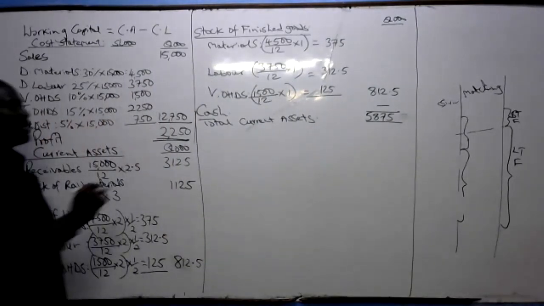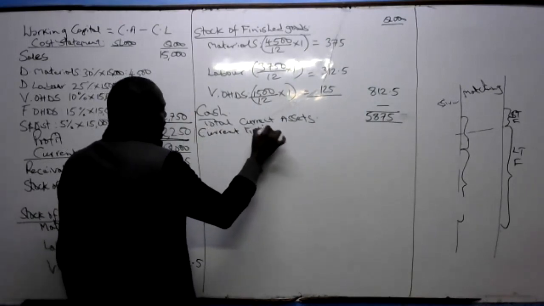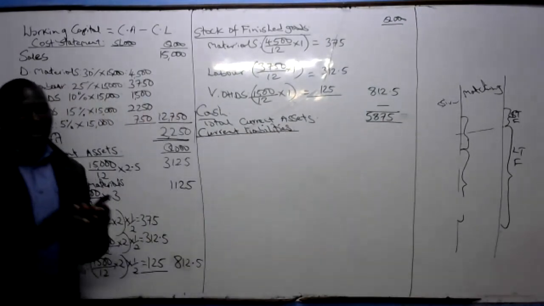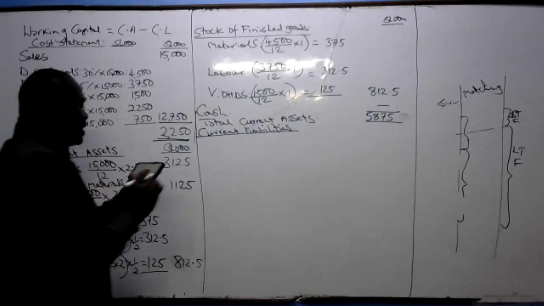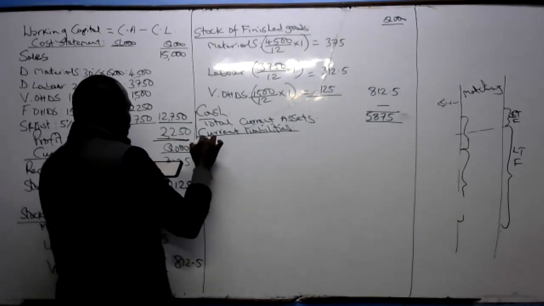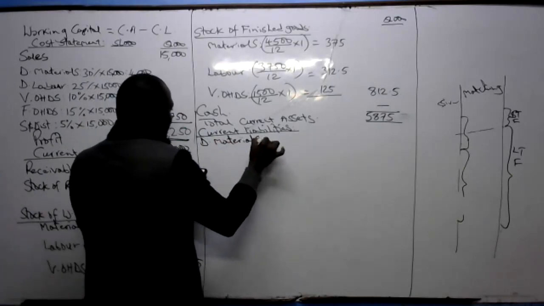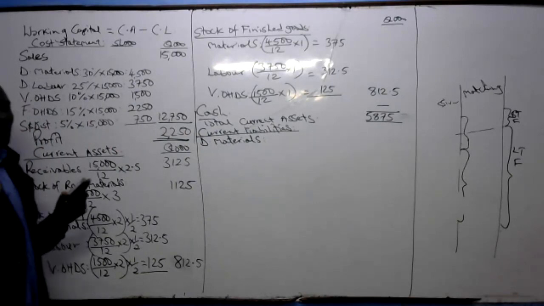So after the current assets, we need what? Current liabilities. And from the equation, current liabilities, I can see them in note number 2. So current liability ya kwanza, and we have the direct materials, based on note number 2.